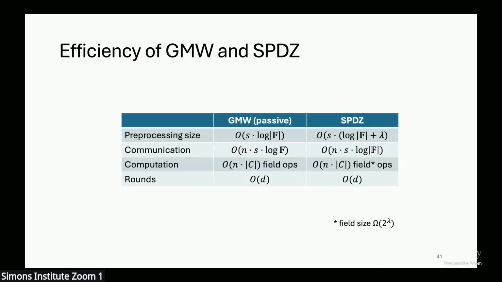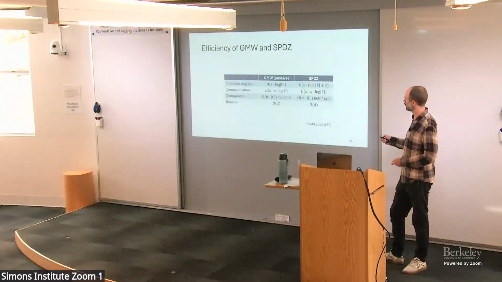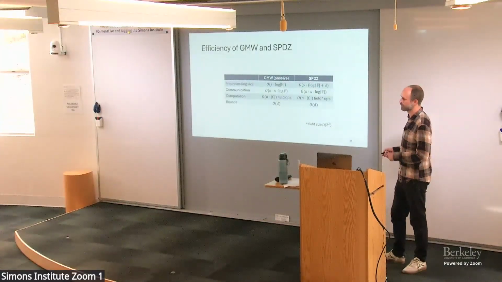When you say GMW, you mean with Beaver triples. Yes, it's not quite the original GMW presentation. The preprocessing is similar. Also, in the other case, you need a similar type of preprocessing, correct? Yeah, in both cases, it's multiplication triples. With SPDZ, they're authenticated, and here they're just additively shared. And that's why you need a little bit more, the lambda.